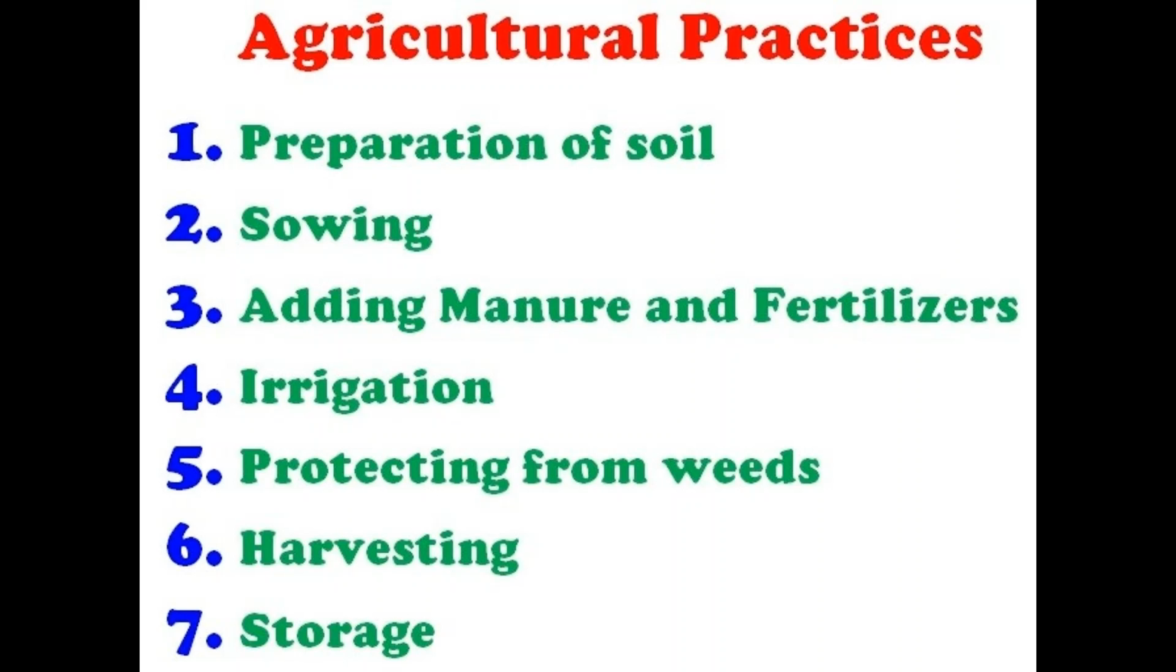Number 2, sowing seeds. Number 3, adding manure and fertilizers. Number 4, irrigation. Number 5, protecting from weeds. Number 6, harvesting. Number 7, storage. Each part of this is so important that we must discuss them one by one in detail.